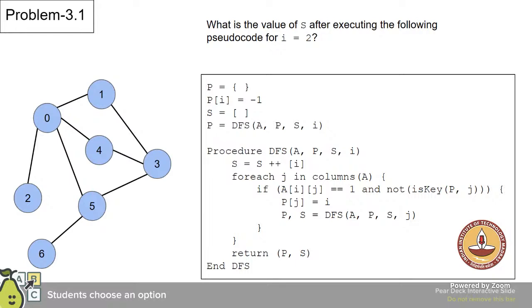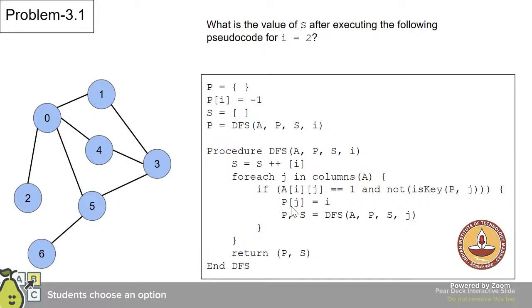What will be the next element? If A of 0, 1 equals 1, yes, A of 0, 1 is 1. And we will check if not is key of P comma j, whether j is a key or not. This dictionary has only one key value pair, that is 0, mapped to -1. It doesn't have 1 as a key. So this condition is satisfied.